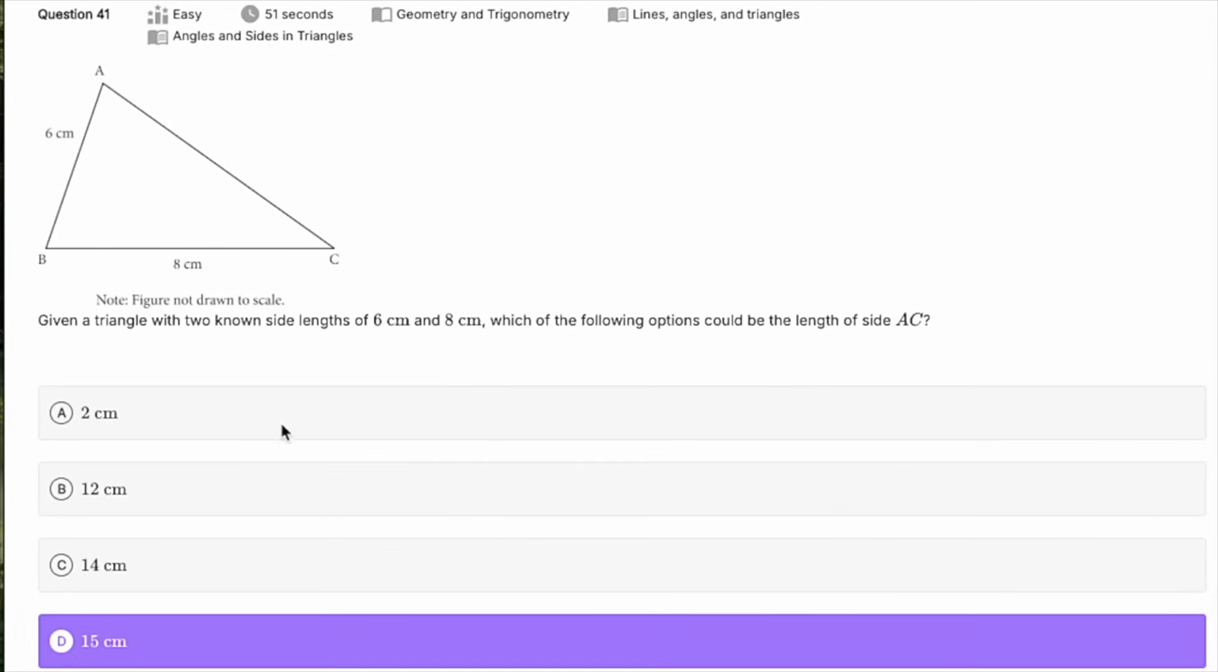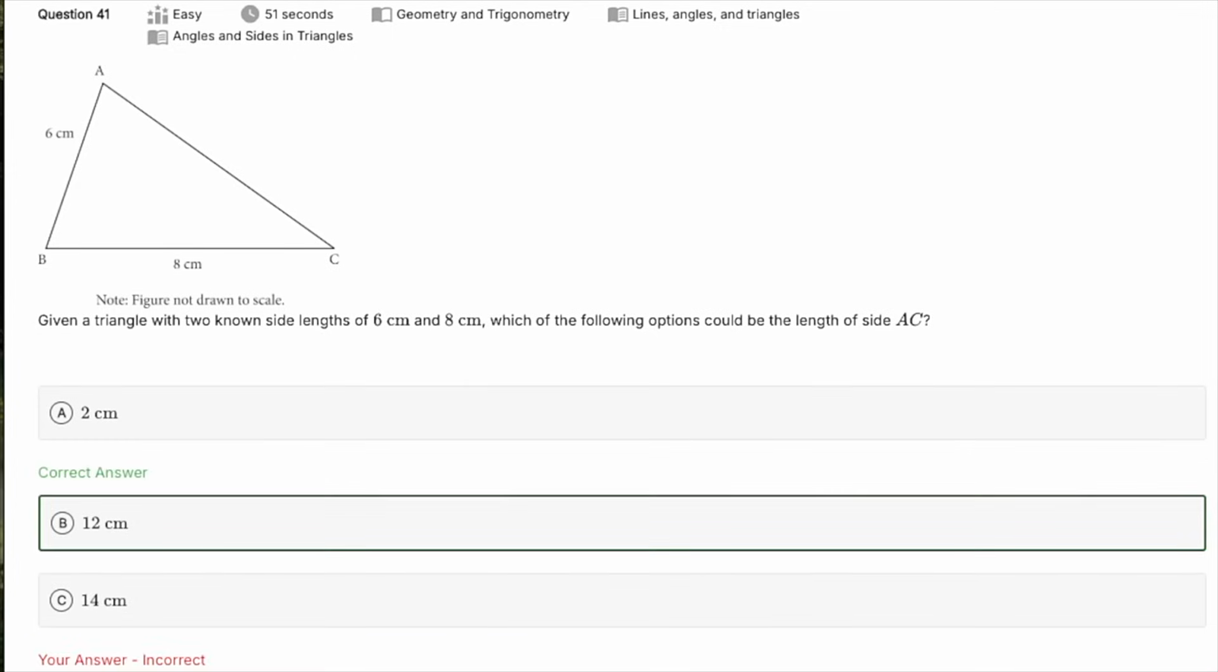So what we can do is we can look at our answer choices and we know that 6 plus 8 is 14. So AC is going to have to be less than 14. So 15 is out and 14 is also out. But now we have 12 and 2. So what gives? We can't have two right answers. Well, we have to start thinking about the other sides, right? If AC was only 2, then 2 plus 6 would be 8, and then this third side would not be following the rules. So it's going to have to be 12 for that reason.